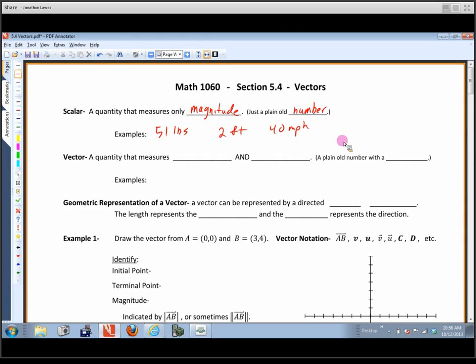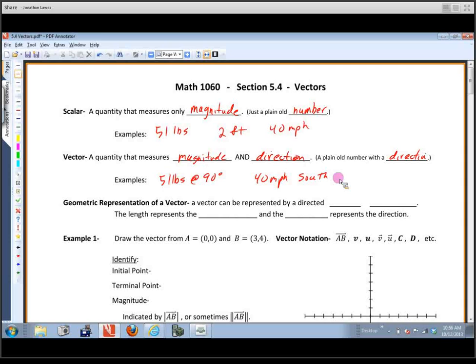Well, a vector quantity measures two things. It measures not only the magnitude, but it also measures the direction. So it's got two things. It's got a plain old number with a direction. So for example, if we said 51 pounds, but we said we applied that 51 pounds at an angle of 90 degrees or something like that. Or let's say we were going 40 miles per hour, but I added a direction and I indicated that we were going south. That would then qualify as a vector.